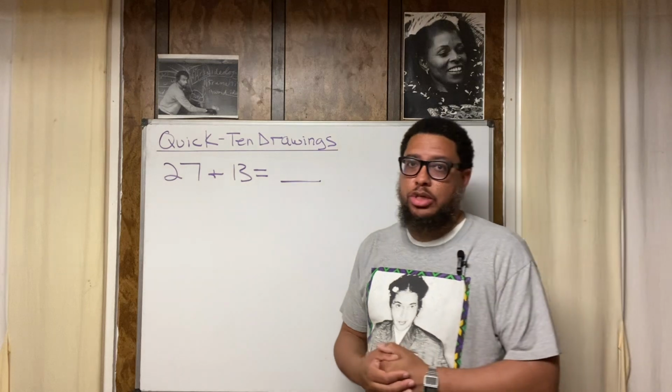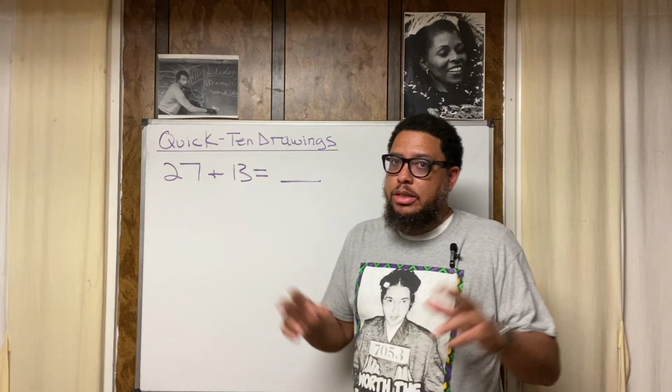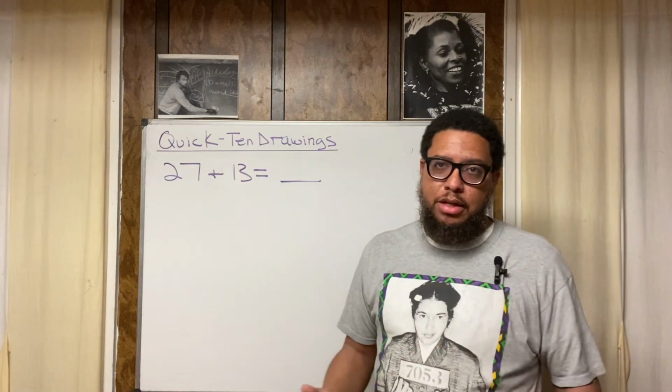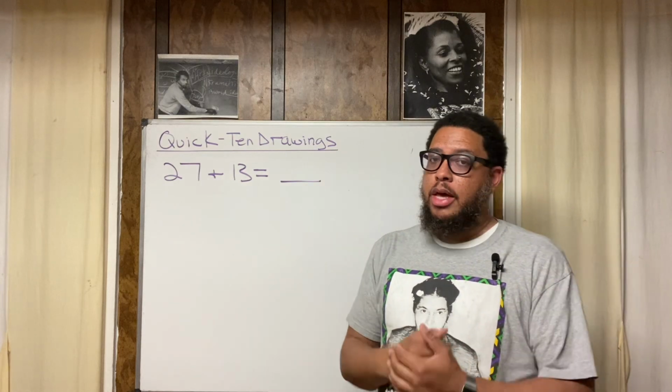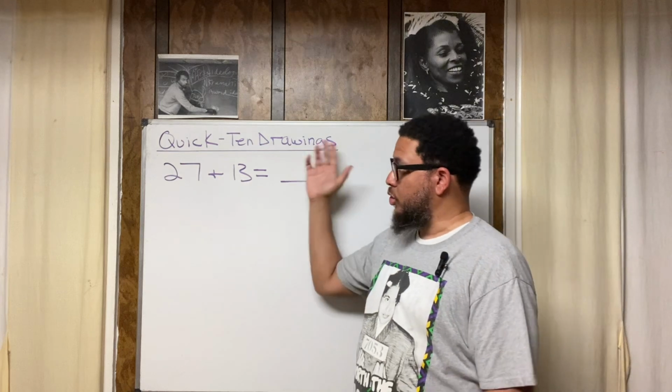We are using Quick 10 drawings to add two-digit numbers. This is what a lot of people refer to as new math because they may not have learned it this way when they were children. But it's a valid method that helps our children to get a more conceptual understanding of addition and a more conceptual understanding of place value through using pictures. That's why it's called a drawing.